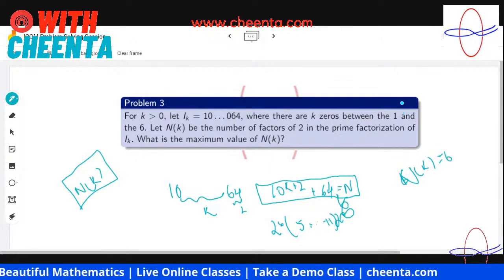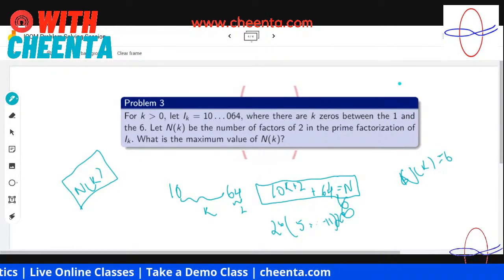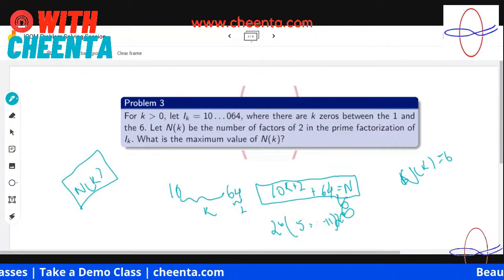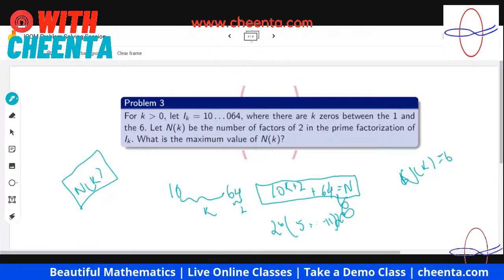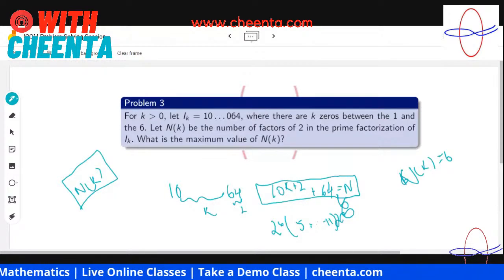This can come in a much more different manner. Instead of the maximum power, it can ask for the sum of the divisors of the power. In that sense, it will measure your understanding of the sum of the divisors. So let's move to the next problem. It's a really easy problem.